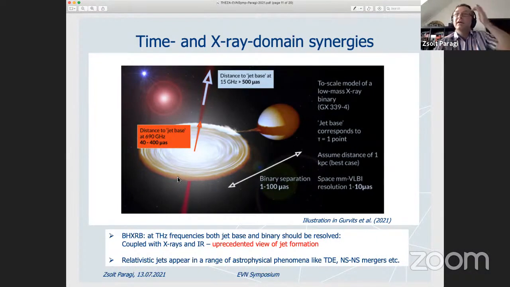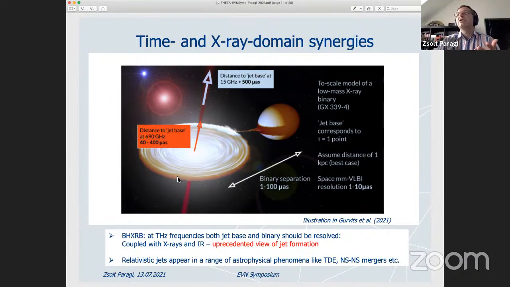We know that transients are very compact initially, and especially galactic black hole binaries. The jet base near terahertz frequencies is expected to be in an angular regime of 40 to 400 microarcseconds, so it could be resolved by a space interferometer. And similarly, the orbit separation is expected to be in this range.